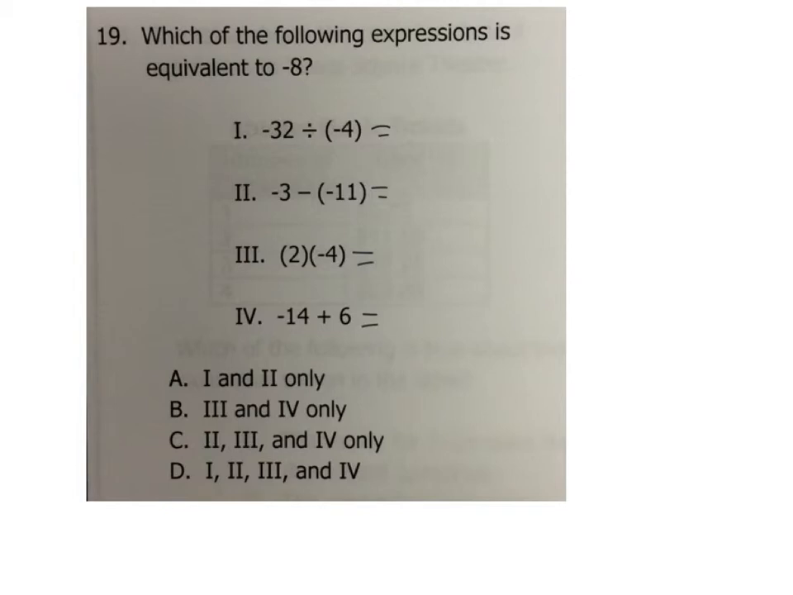Number 19, which of the following expressions is equivalent to -8? So you have to solve them all. 32 divided by 4 is 8, and they are both the same sign, so that's a positive answer. You have to add the opposite on subtraction. 11 minus 3 is 8. That's still a positive answer. 2 times -4 would equal -8, and -4 minus 6 would equal -8. So 3 and 4 both equal -8.